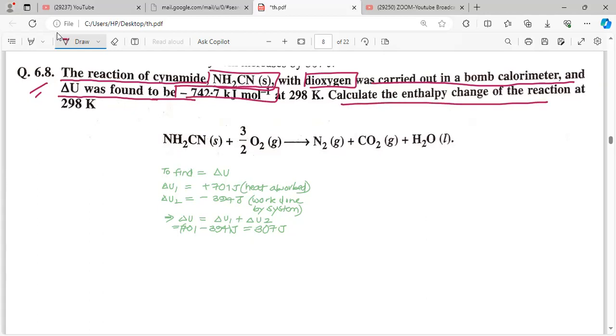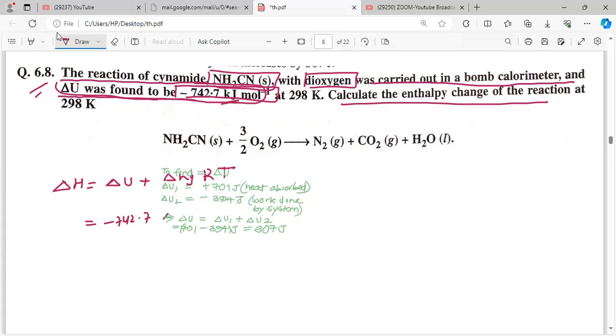Okay, how can you do this question? Delta H is equal to delta U plus delta ng RT. Already so many things they have given. Delta U was found to be this much. So delta U value you can write 742.7. This is given in kilojoules. You need to keep that in mind.